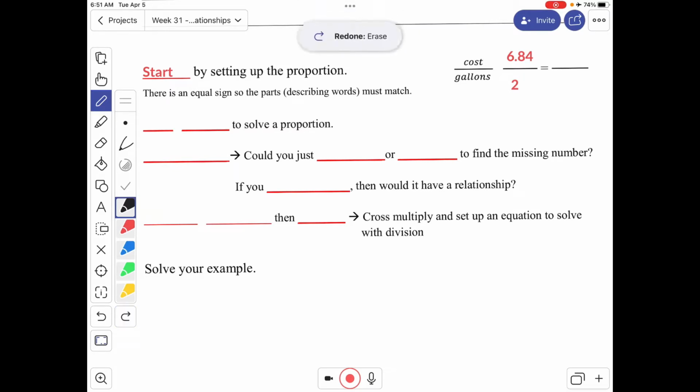$6.84 for the cost for 2 gallons. And they wanted us to predict for 5 gallons. Since 5 is also gallons, it goes on the bottom. See, there's an equal sign in between, which means everything has to be equal or lined up. So gallons goes with gallons and cost will go with cost.